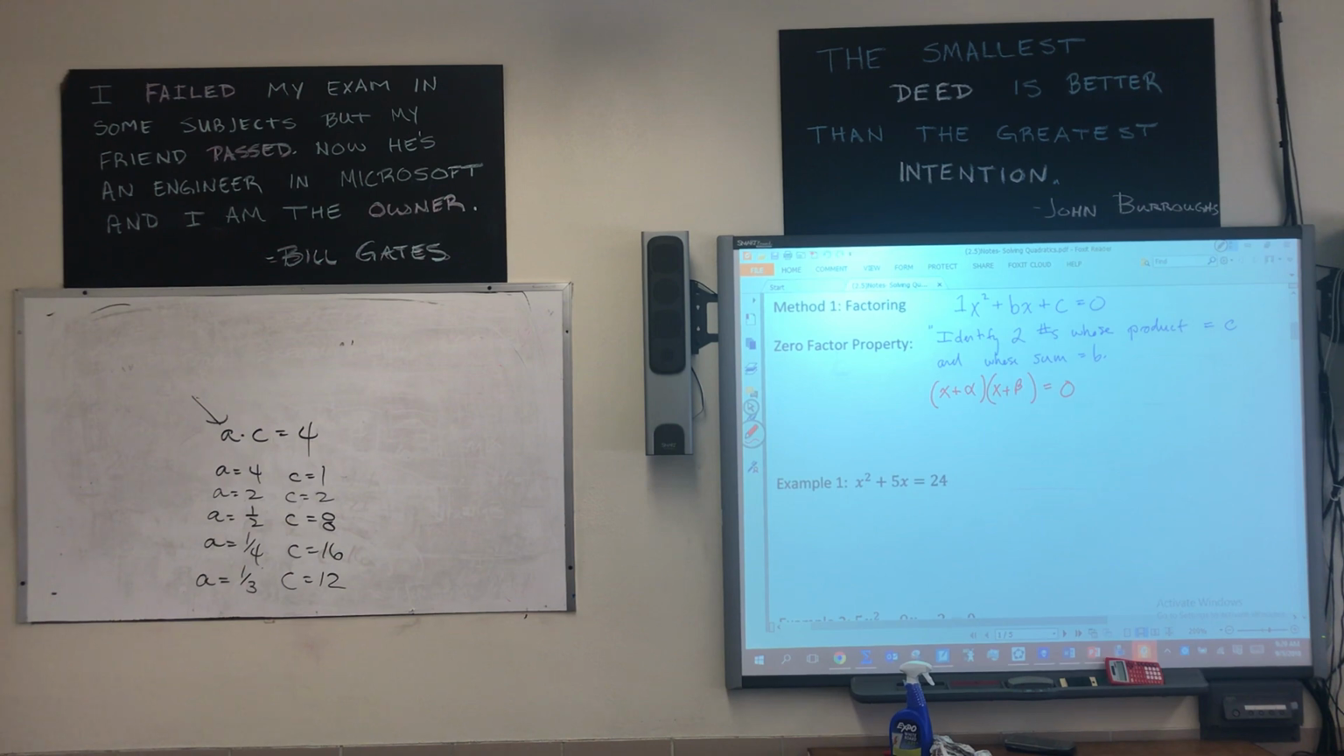If I have something in factored form like that, let's go through the process and kind of unfactor it, which would mean to do what to it?